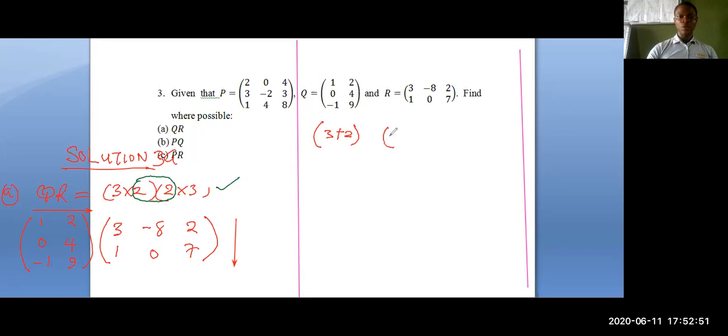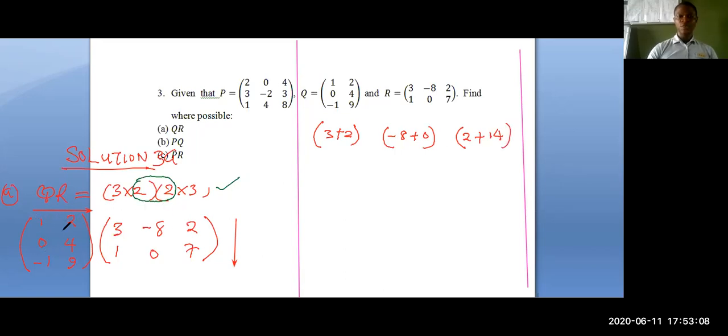1 will go by minus 8 to give us minus 8, and 2 times 0 to give us 0. And that row will multiply the next again, give a space. 1 will go by 2 to give us 2, and 2 times 7 to give us 14. So that is the answer we get by this row and on each of the column.